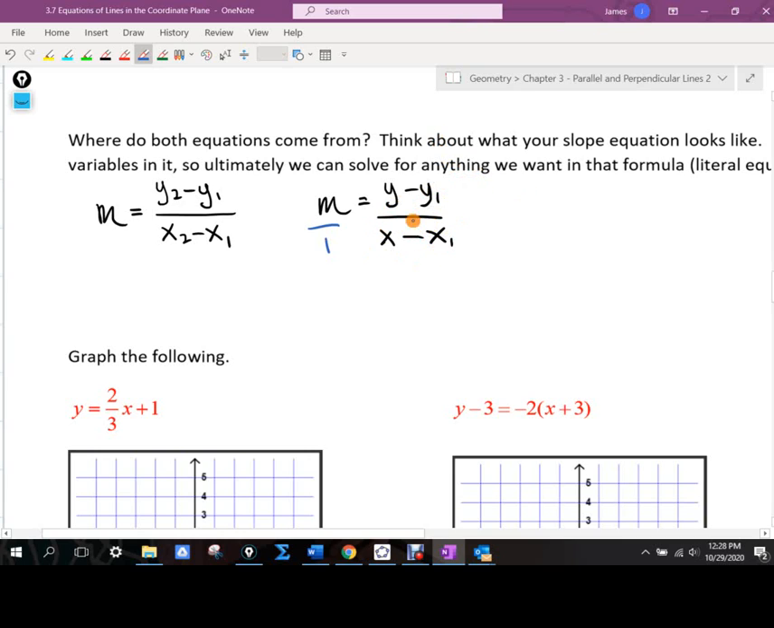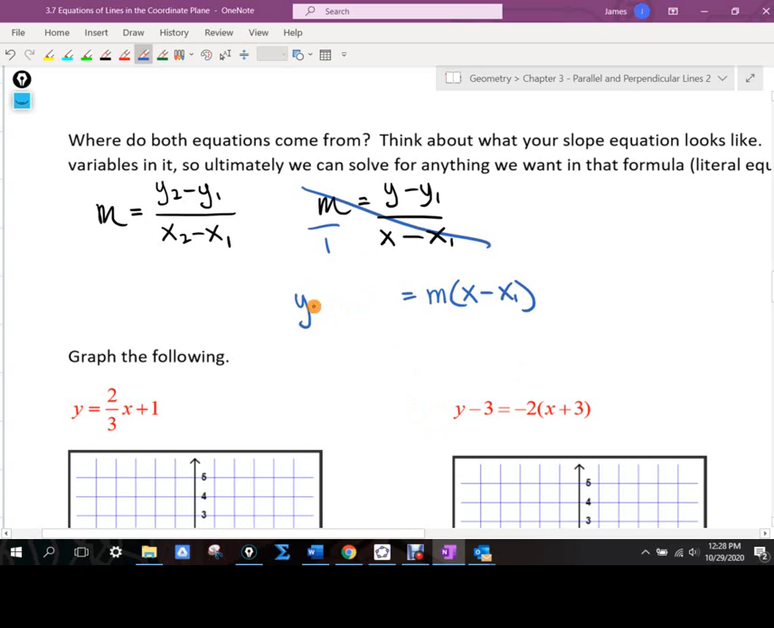Would you agree it's x minus x sub 1, and then times my 1? Or we can think about this: is this a proportion? A fraction equal to a fraction, right? How do you solve proportions? Can I cross multiply? If I cross multiply these things, do I get m times x minus x1? That's what I get when I multiply those two, right?